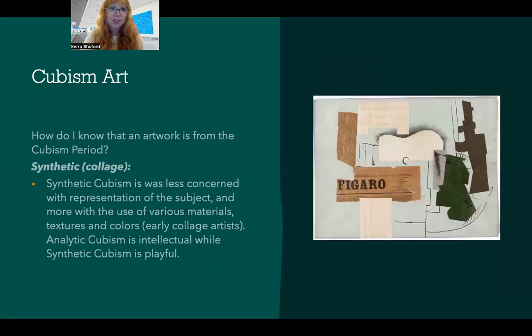We also have synthetic cubism, and synthetic cubism is way less concerned with representation of the subject and is more concerned with the use of various materials, textures, and colors. So these are very early collage artists. Analytical cubism is intellectual, while synthetic cubism is playful.